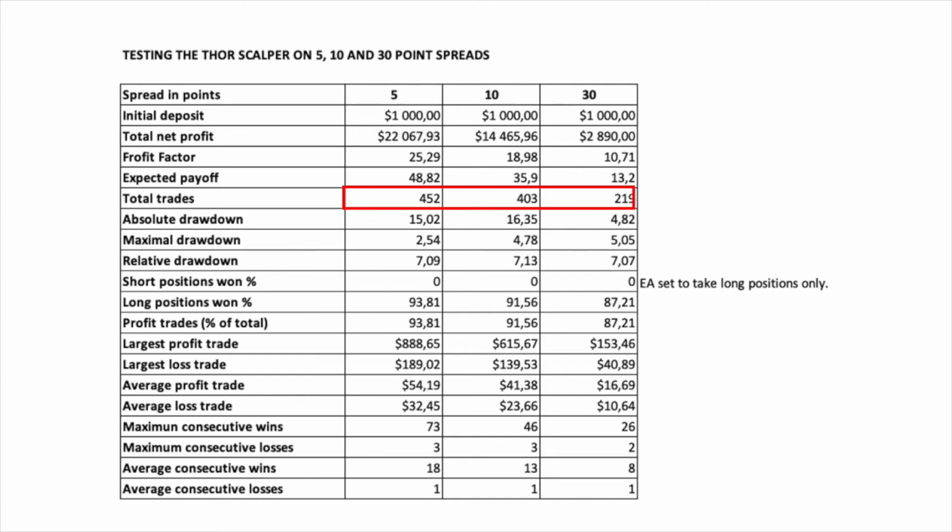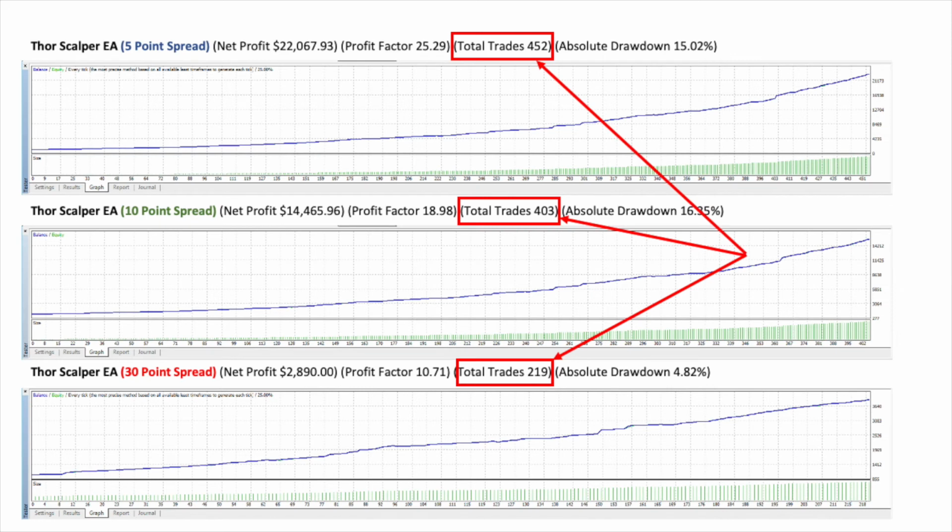Next, we will look at total trades generated by the Thor Scalper. One of the most positive features of the EA is its ability to select only trades that have a high probability to generate a profit. This is the reason that the amount of trades shows a steady decline as the spread setting is increased. Trades reduced from 452 with a 5-point setting to 219 trades with a 30 points setting. This feature of the EA ensures that it remains stable as the point setting is increased. This trend is well illustrated by the stability of the graphs generated by the tests.